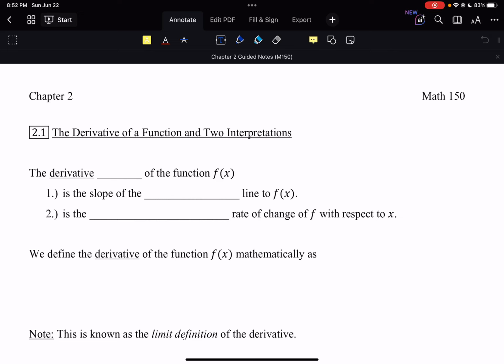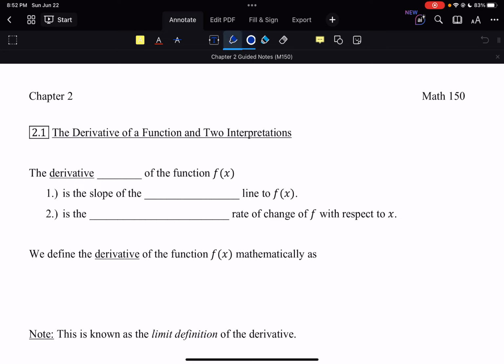Welcome everyone to Chapter 2. In this chapter, we're going to be introducing one of the main topics in Calculus 1, that is the idea of the derivative. So in section 2.1, we're going to be introducing what is the derivative. We're going to look at how to take some basic derivatives, some general properties, and then we're going to continue throughout the chapter looking at more and more properties and problem solving with these derivatives.